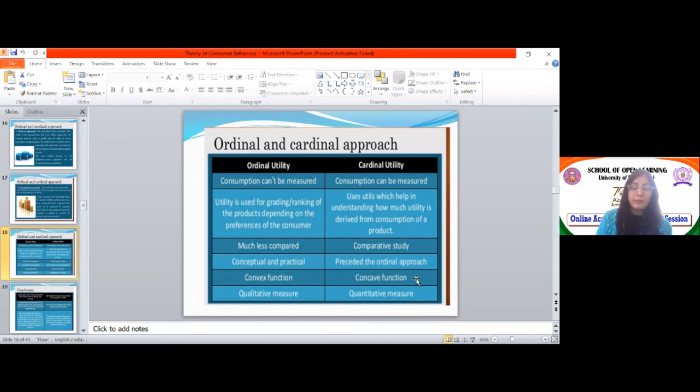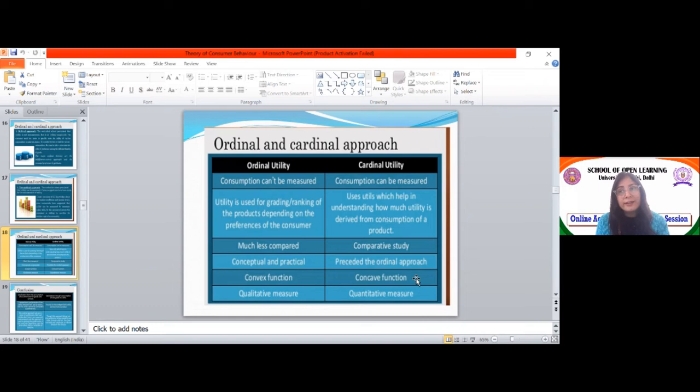I'm having a cup of tea right now, and I'm having this much satisfaction. No, I cannot define that thing. But when we talk about cardinal utility, cardinal says that because we have to measure things, we are just assuming it as a number. And ordinal means a convex function.